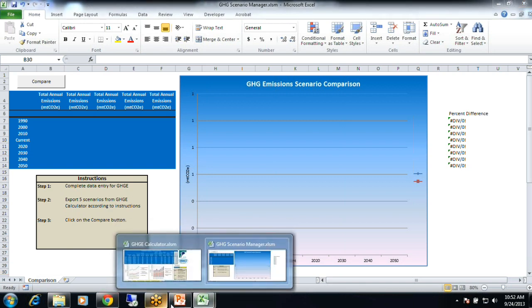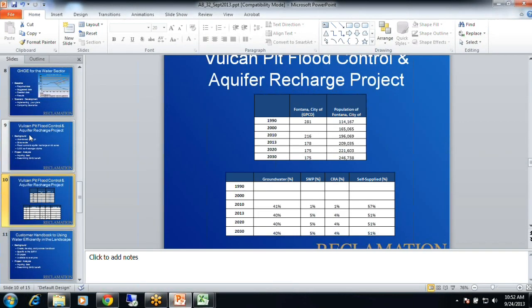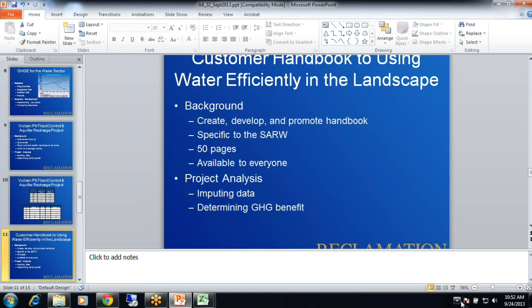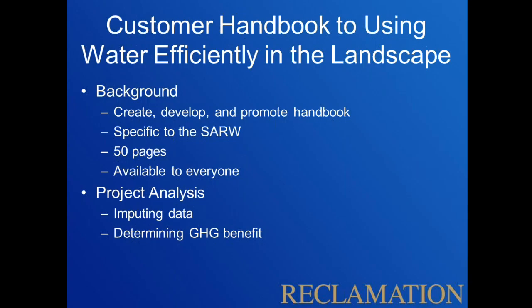So let's look at a different type of project and see how you can enter that into the calculator. This project is a customer handbook to use water efficiency in landscape. Now, you might think this is obviously the best kind of project because it's probably the least expensive. It doesn't take any infrastructure. It's basically about education and promoting this tool. So you create, you develop, and you promote the handbook.